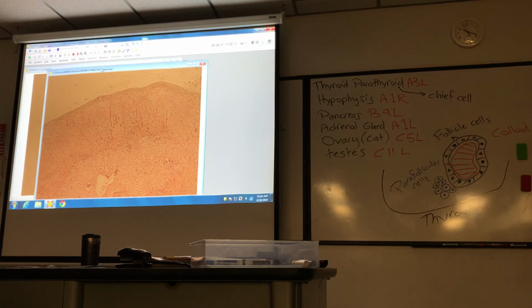Is the capsule part of the cortex or is it not even? No, it's not part of the cortex. It's just capsule.